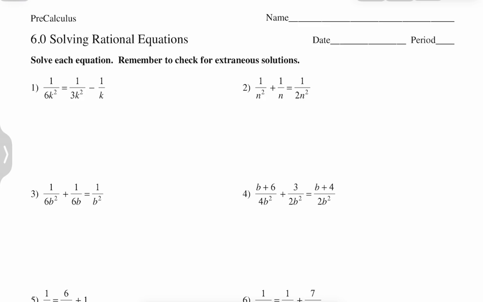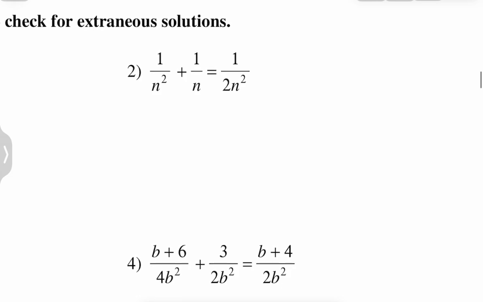So we're going to do the evens this time. You'll be responsible to do the odds by the end of today. Let's start with problem number 2.